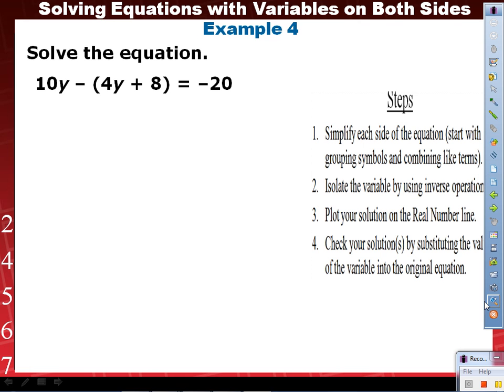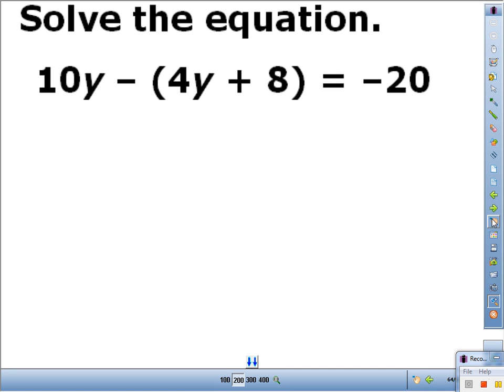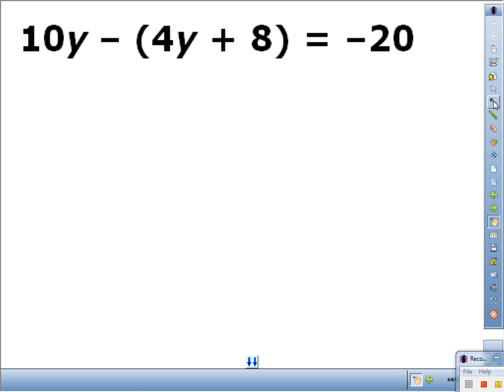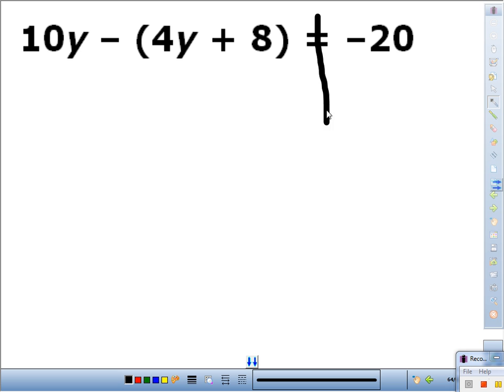Yeah, I'll zoom in. Example number 4. We got 10y minus parentheses 4y plus 8 close parentheses equals negative 20. Solve that one and then show me properties also for each step, okay? I'll get you started. There you go. Copy that and go.